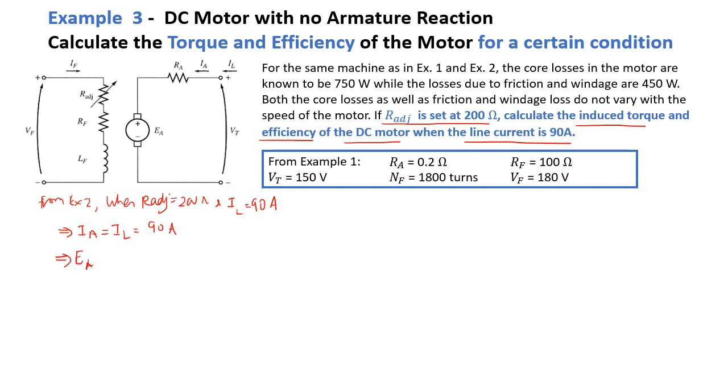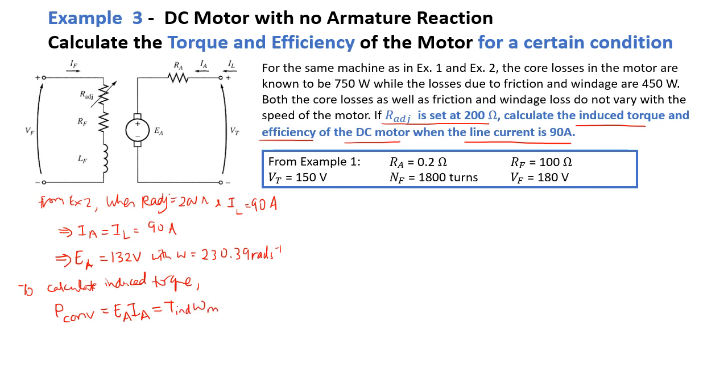At this condition, EA was found to be 132 volts with a speed omega of 230.39 radians per second. So to calculate induced torque, if you refer back to the power flow diagram, induced torque is related to converted power, P converted, which is given by the equation P converted equal to EA IA, and is also equal to T induced times the speed omega m. So therefore, T induced is EA times IA divided by the speed. And this speed must be in units of radians per second.